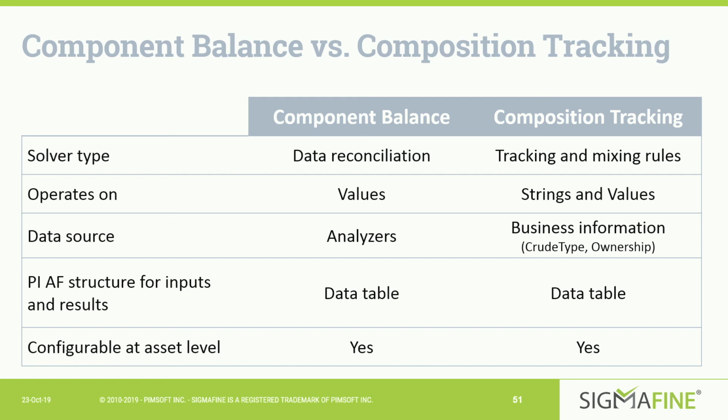We also looked at composition tracking, which is tracking the different composition from your feed down to the final pipelines. And the types of data that we're using can be values or strings, maybe it's material, maybe it's ownership. And these inputs and outputs are also in the form of data tables in your Pi Asset Framework. And also, these are all configurable at the asset level.